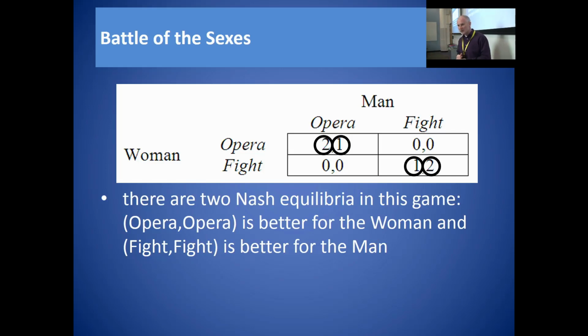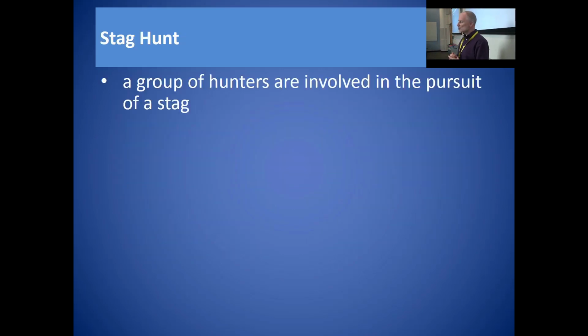However, what I want to do is take that on board and now look at the next game I'm going to give you. And again, there will also be multiple Nash equilibria. But in this next game I'm going to show you, one of the Nash equilibria is more plausible, is more likely than the other. And this next game is called the Stag Hunt. In the Stag Hunt, the game revolves around a group of hunters who are involved in the pursuit of a stag.